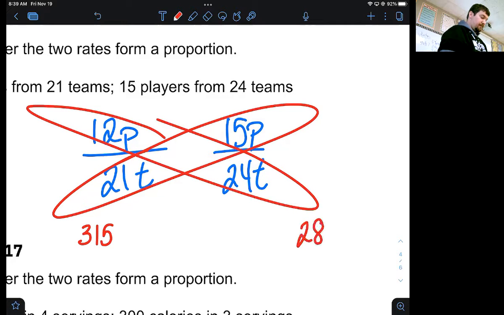$288. Are those the same? I'm getting 2. You're dividing? I am? Yeah, it's cross multiplying. Yeah, you want to times them.